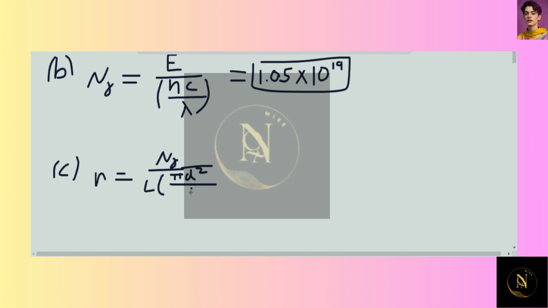Because it's pi r squared, r is one half d, so that's pi d squared over 4. So now, because this is the number of photons per unit volume, all we have to do is plug in d and L, L being found in part A, and N gamma in part B.